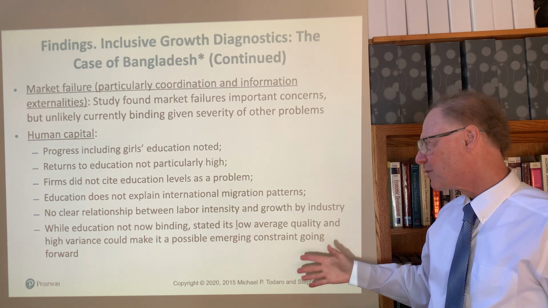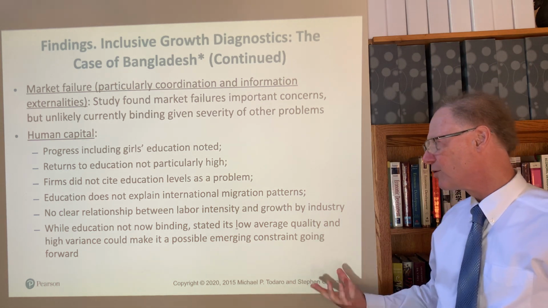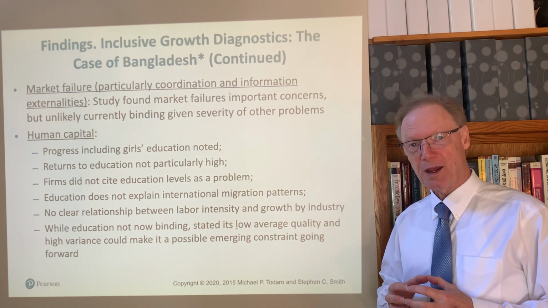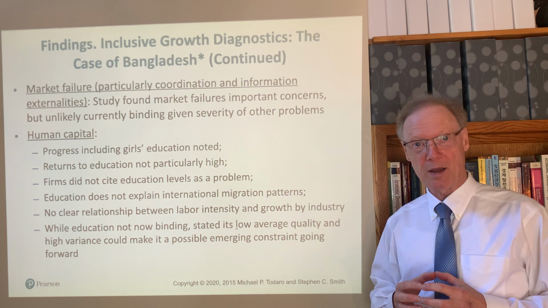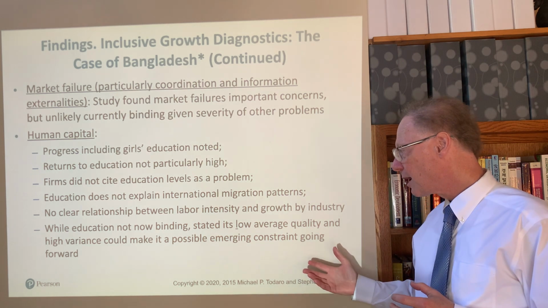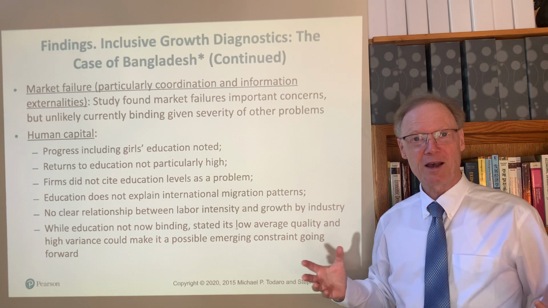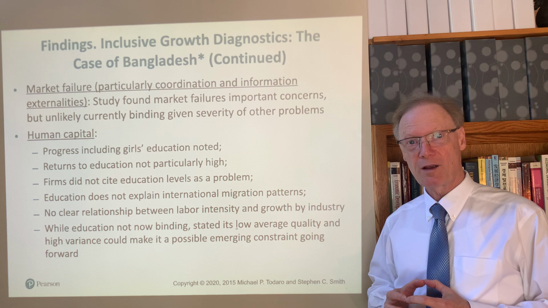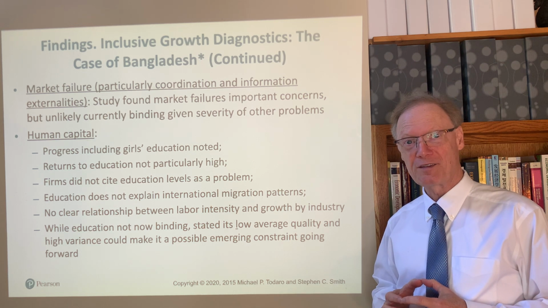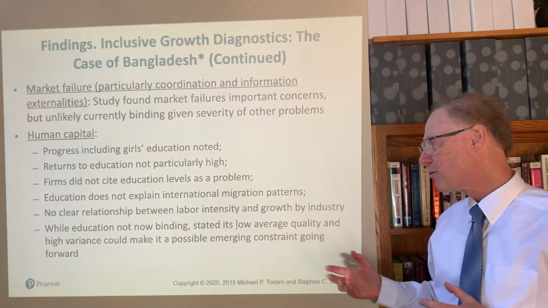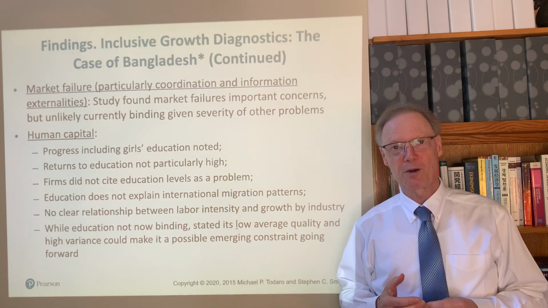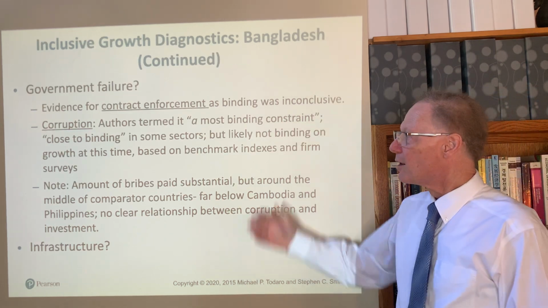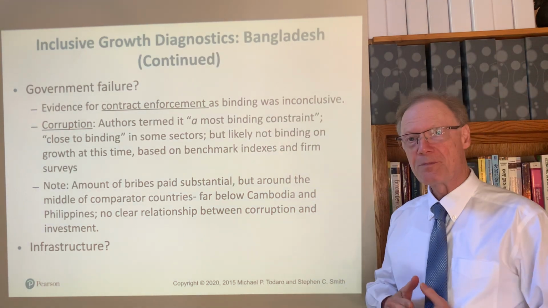So as a result, they did, however, draw attention to a couple of problems that at this time, education has fairly low quality in many areas of Bangladesh. Moreover, there is a high variance, in that the best schools are producing great education and skills, and others are not. So they thought it would be possible as an emerging constraint going forward in the way that I was suggesting one could see earlier. Another possibility was government failure.